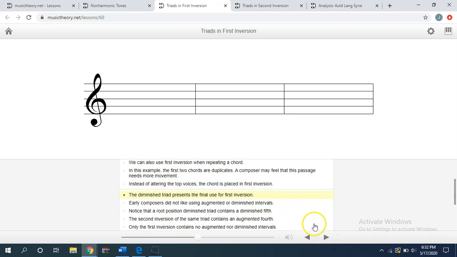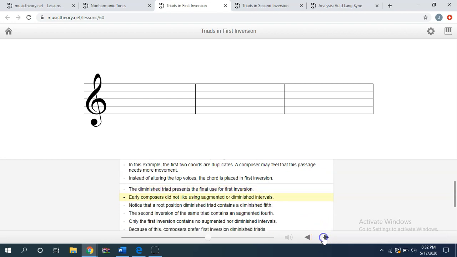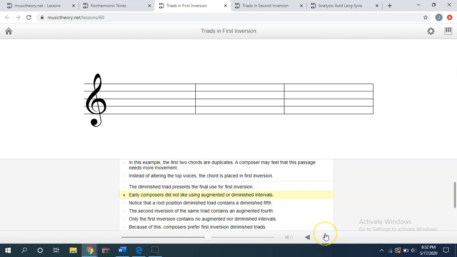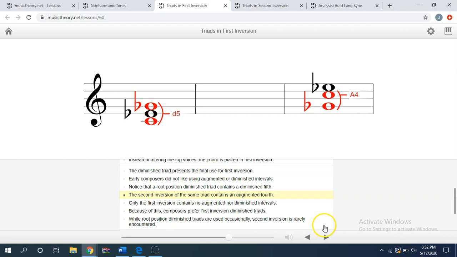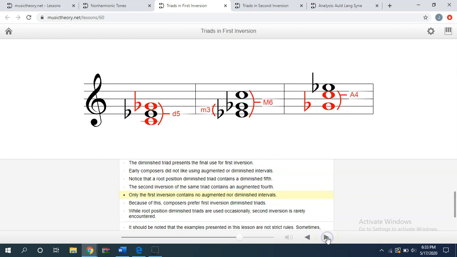So the diminished triad presents the final use for first inversion. Early composers, like the ones in the Renaissance, Middle Ages, and Baroque, did not like using these intervals because they sounded off. Okay? Notice that a root position diminished triad contains a diminished fifth. That's called a tritone. We've talked about that. The second inversion of the same triad contains an augmented fourth, which is different. Only the first inversion contains no augmented nor diminished intervals.